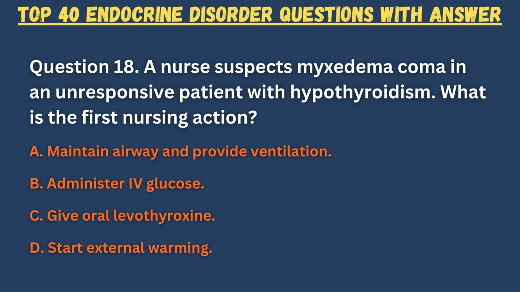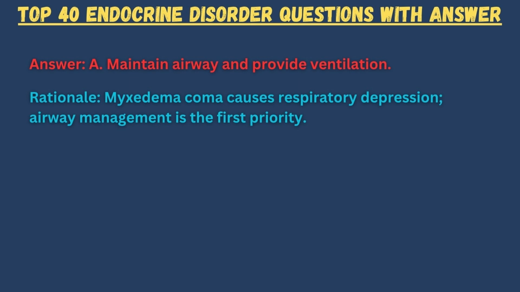Question 18. A nurse suspects myxedema coma in an unresponsive patient with hypothyroidism. What is the first nursing action? A. Maintain airway and provide ventilation. B. Administer IV glucose. C. Give oral levothyroxine. D. Start external warming. Answer: A. Maintain airway and provide ventilation. Rationale: Myxedema coma causes respiratory depression. Airway management is the first priority.